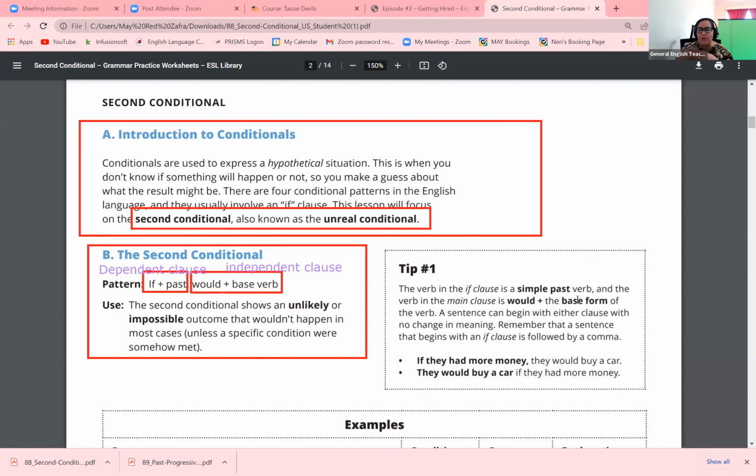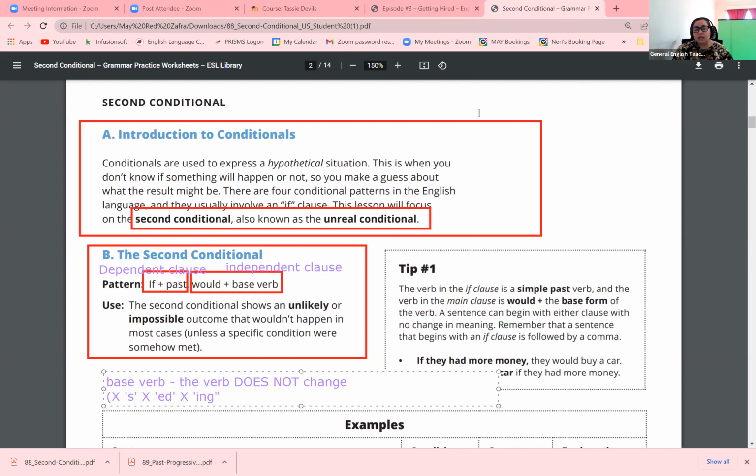So no S, no ED, no ING. That is not possible, because it's a base verb. So if it's a base verb, the verb does not change. If there is a base verb, it means no S, no ED, no ING. No change. Make sense?